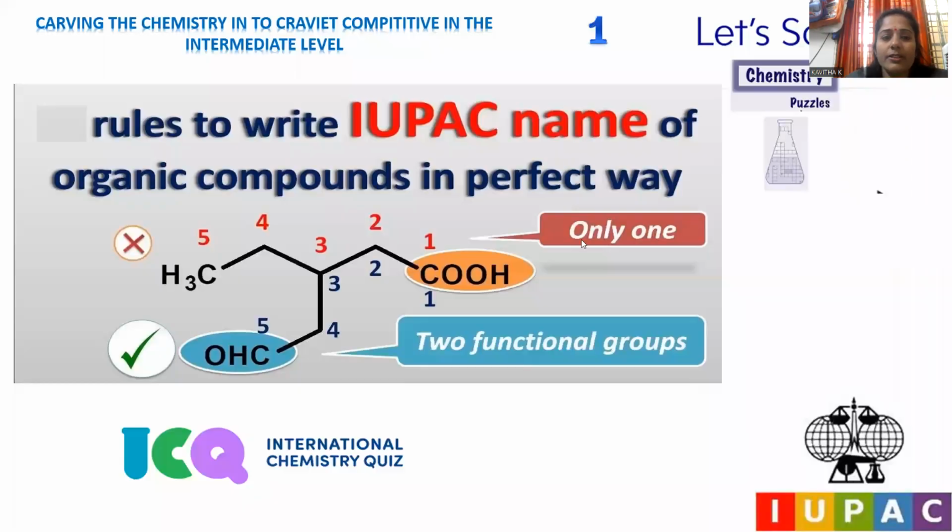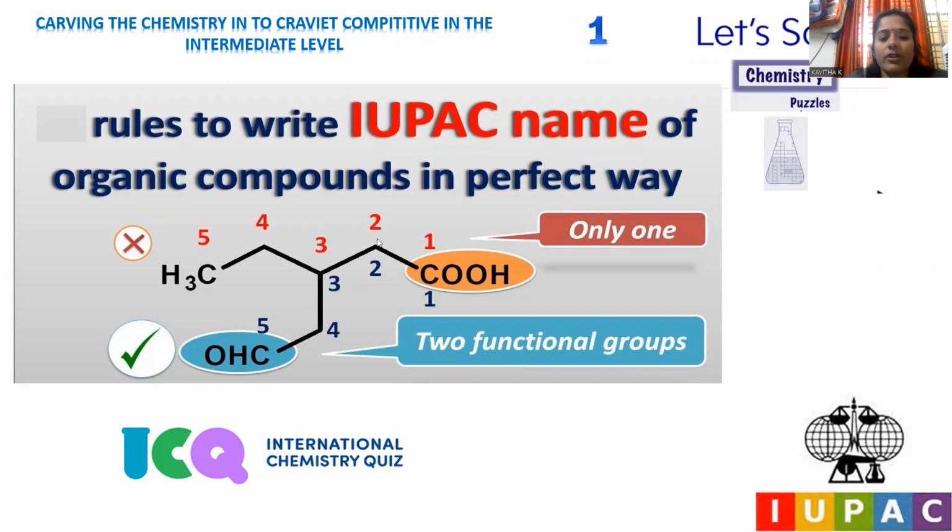Here, question number 1 is provided: rules to write the IUPAC name of organic compounds in the perfect way. This is the compound given. Question 1 is related to organic chemistry, where you can find the carbon chain. Each corner denotes a carbon. And there is a way to give the answer for this one. As per IUPAC, the nomenclature is provided here.